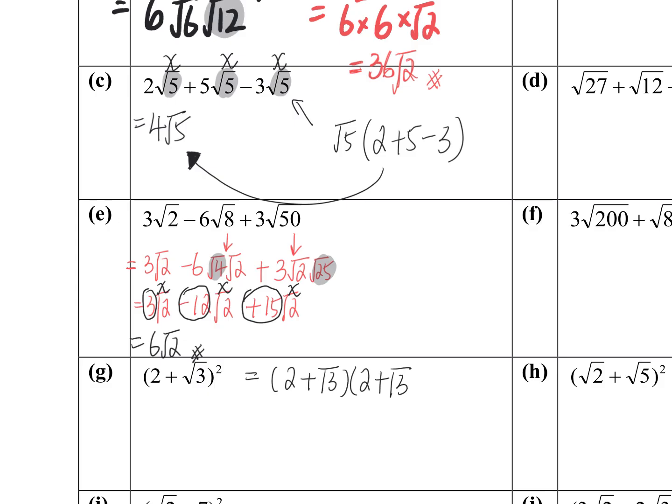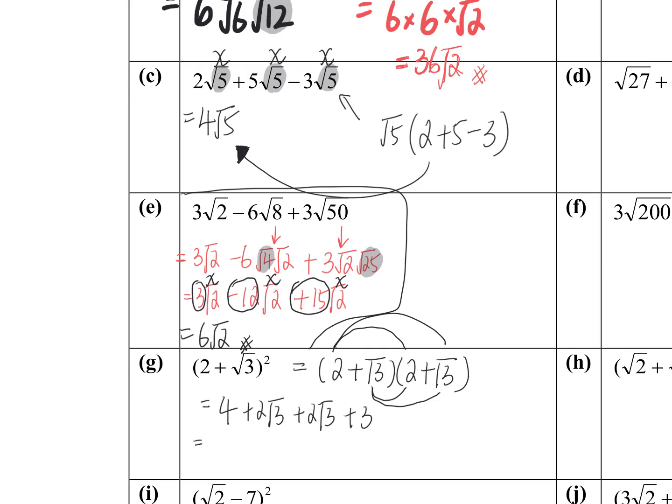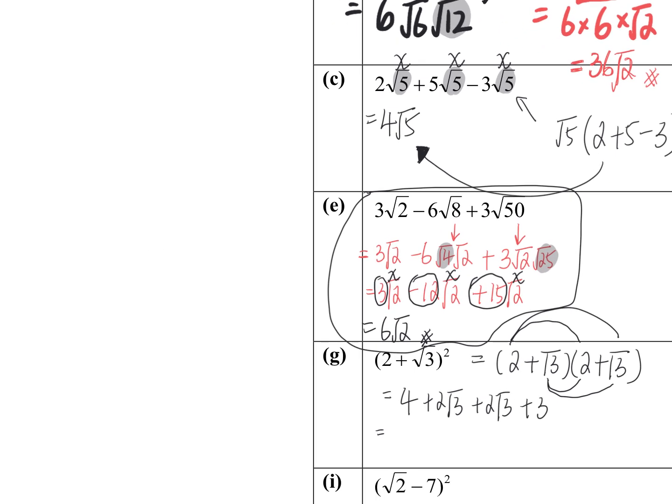Okay, this one, just expand them. 2 times 2 is 4. 2 times root 3, 2 root 3. Then we have 3 times root 2, root 3 times 2, another one. Root 3 times root 3 is just 3. So total, which one? This one. Okay, one more time. 3 root 2. Cannot simplify anymore.